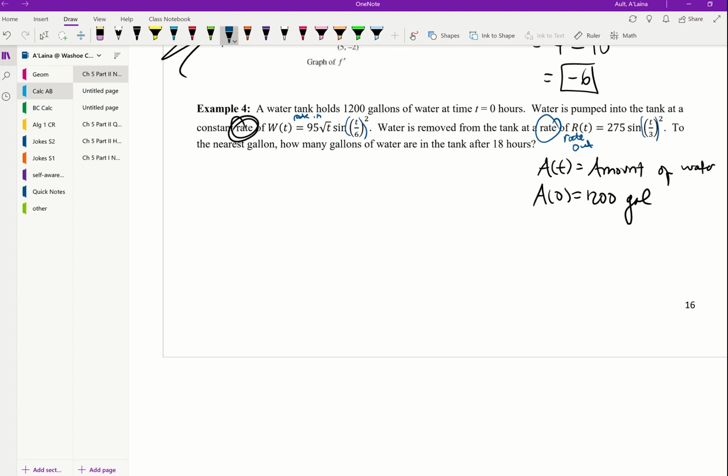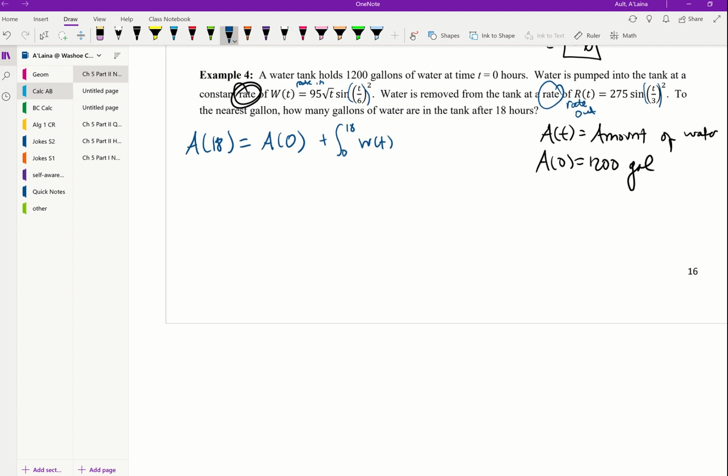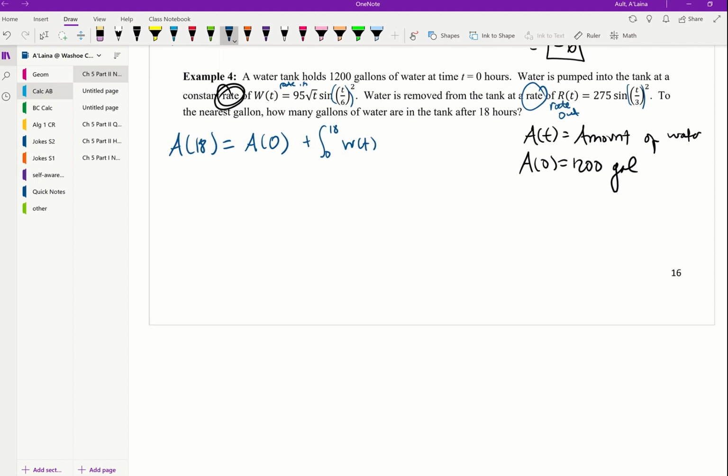To the nearest gallon, how many gallons of water are in the tank after 18 hours? And so we're starting at time 0. So I want to find the amount at time 18. I can do that by starting with the amount at time 0 and adding on to this the definite integral from 0 to 18 of what? Well, we've got 2 rates here. They're both applying. We have some coming in, that would be a positive. And we have some being removed, that would be a negative. So rate in minus rate out dt.